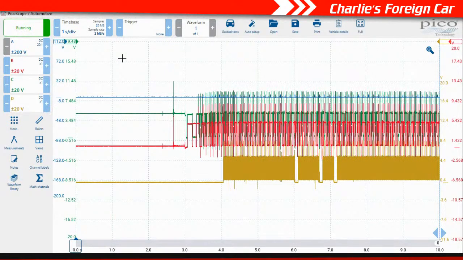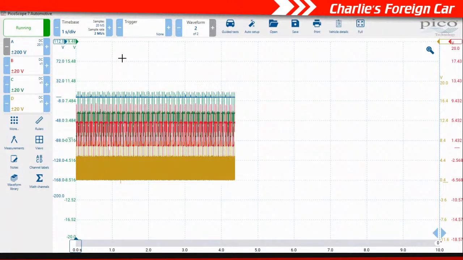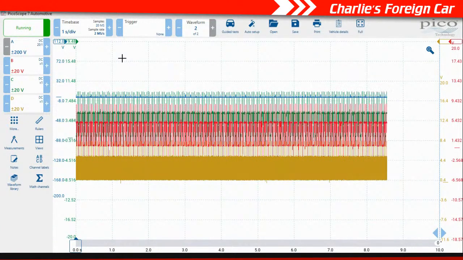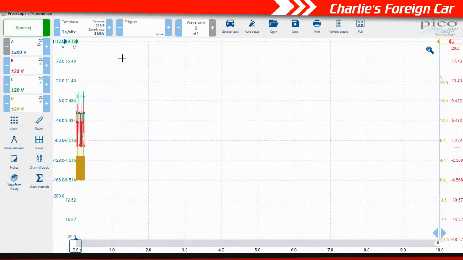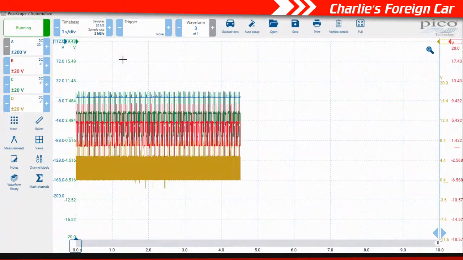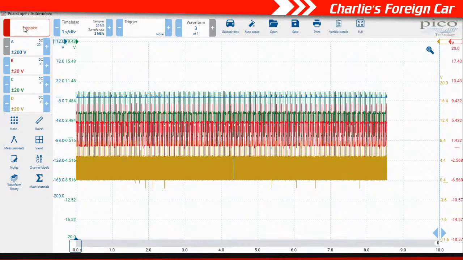I was kind of waving it right there. Okay, it looks pretty good. So go ahead and activate it. Okay, 3, 2, 1, activate. So we're on waveform 3. It's activated. All right, go ahead and shut it off.